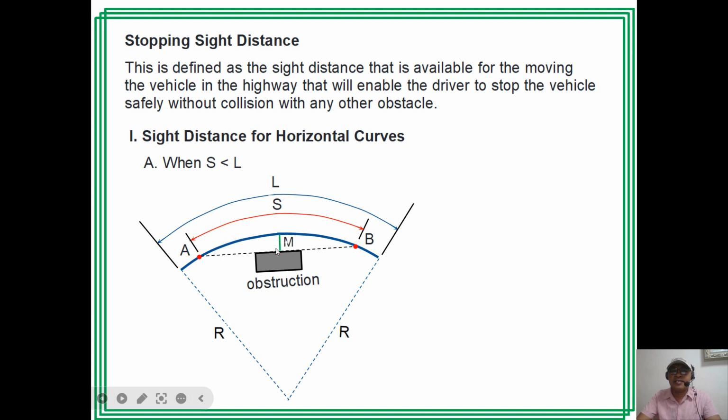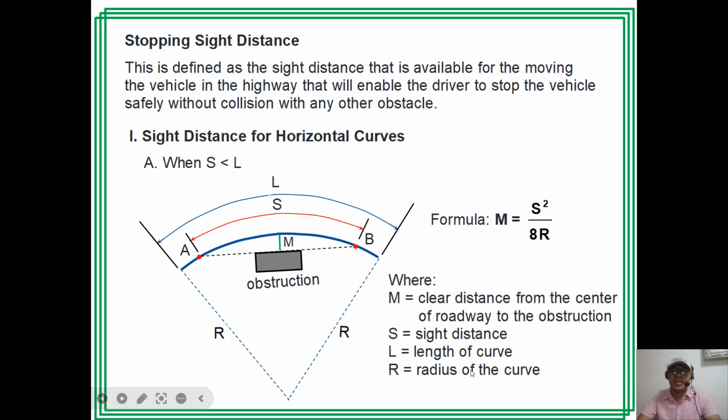So this distance from the center of the highway curve to this obstruction is M. Then R here is the radius of the circular curve. We do not derive formulas here, but I think the formula can be easily derived. In this video, derivation of the formula is omitted. So M is equal to S squared over 8R. So M here is this, S squared over 8R.